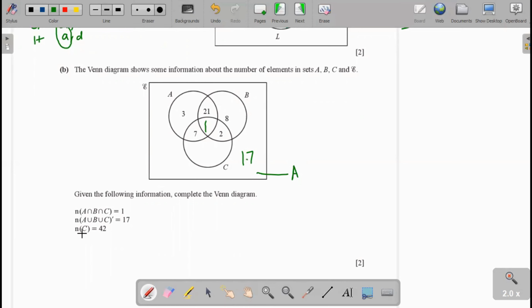And next is n of C is 42. Now n of C is 42, and therefore 7 plus 1 plus 2 plus this position, we suppose the name, is equal to 42. That value will be equal to 10. 42 minus 10 is 32. Therefore, the answer is 32 for this region. Now, this is the Venn diagram of part B. Now, go to the next question.